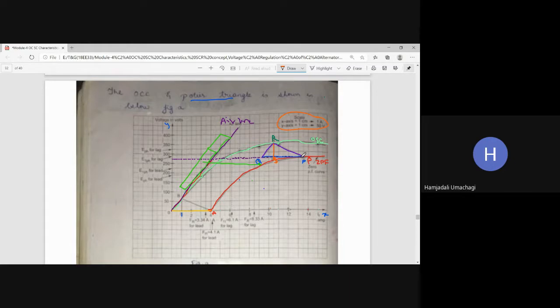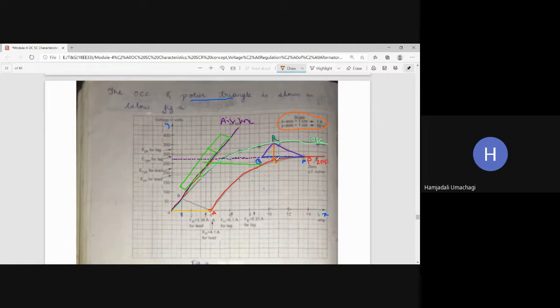Using OCC and ZPF, your ZPF graph is ready. So now you need to use this graph. This triangle PQR, we call it as Potier triangle. Using this Potier triangle, we are going to extract the information of IA into XL. IA into XL means length of RS multiplied by 1 centimeter scale information. Here 1 centimeter is 50. 50 multiplied by length of RS.